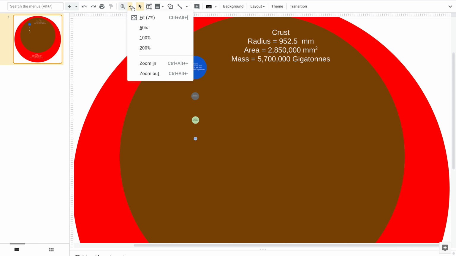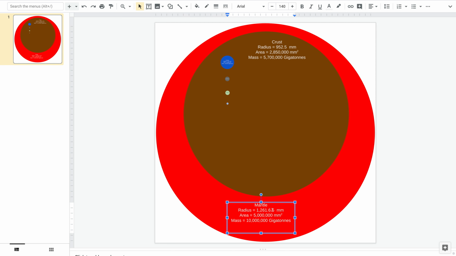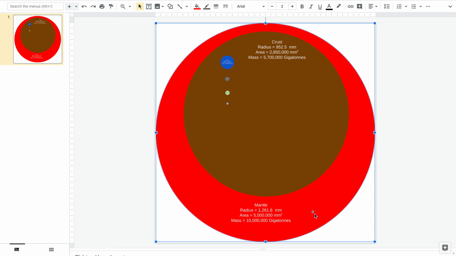And even larger still is the reservoir in the mantle, which is represented by the red circle here. The red circle barely fits within my sheet. The mantle has a radius of 1,261.6, little typo there, millimeters, has an area of 5 million millimeters squared, which gives it a mass of 10 billion gigatons of carbon. And you can see at this scale, the atmosphere reservoir is hardly visible.